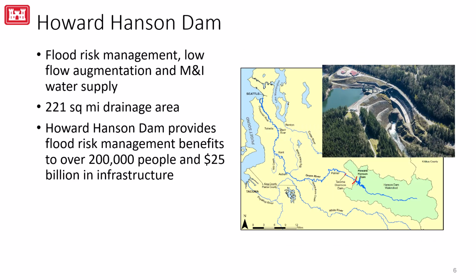Howard Hansen Dam is located within the upper part of the Green River watershed. It is owned and operated by the Seattle District Corps of Engineers and has an upstream drainage area of approximately 221 square miles. Its authorized purposes are flood risk management, low flow augmentation, and municipal and industrial water supply. The Howard Hansen Dam provides huge amounts of flood risk management benefits in the lower Green River Valley. It's estimated that over 200,000 people and $25 billion in infrastructure are located downstream of Howard Hansen Dam along the Green and Duwamish rivers. During the January 2009 flood event, it's estimated that over $3.9 billion in flood damages were prevented by the dam. That's staggering.